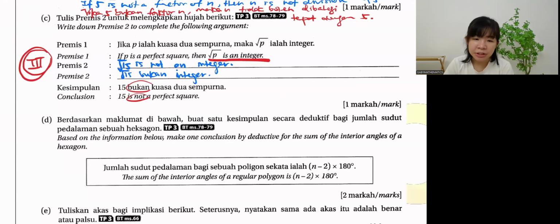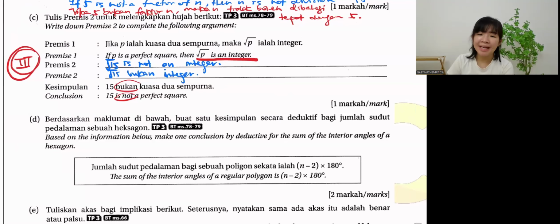Okay, based on the information below, make one conclusion by deductive. You highlight this word. Every time you see deductive, what do they want you to write? Deductive means something very specific at the end. Meaning, you need an answer, straight away the right answer. They will give you a formula, and the formula will allow you to find the answer. So remember, deductive means find the answer.